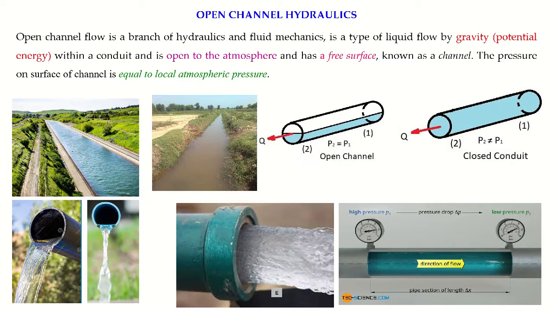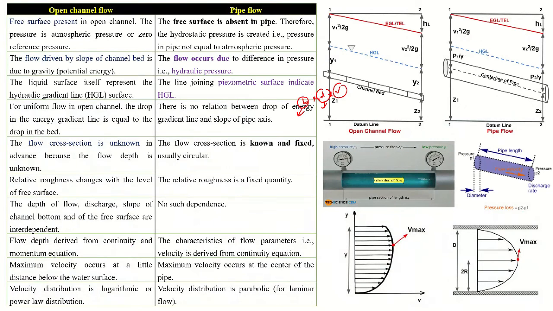Suppose I want to estimate how much depth of water is flowing in this condition. We can estimate it from the continuity equation, that is, Q is equal to area into velocity. Area is breadth into depth, times velocity. In this condition, the parameters, the depth of flow, width of flow and velocity, can be estimated in open channel flow. The characteristic flow parameter, velocity, is derived from the continuity equation.